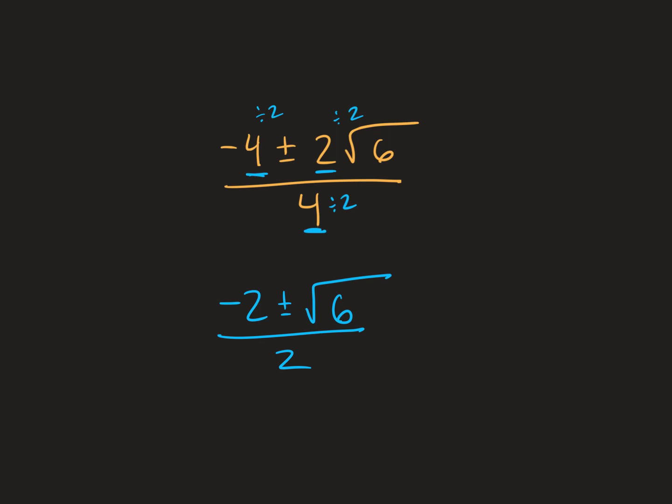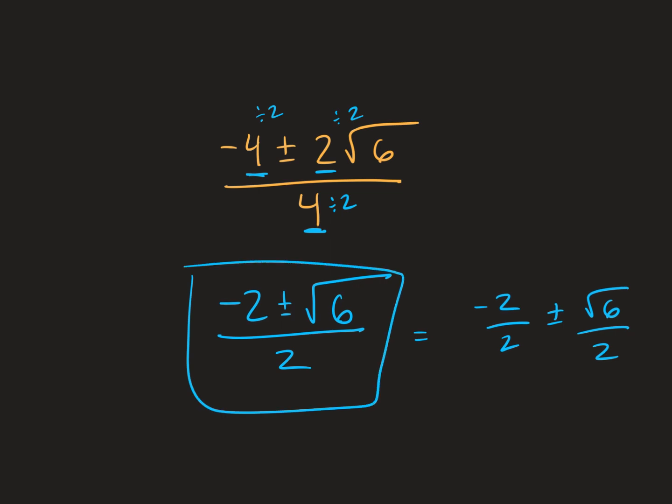You could possibly break this up and make it negative 2 over 2 plus or minus the square root of 6 over 2, but you don't have to do that. Just leave it like this. So if you wanted to split it up, you can, but you don't have to. I would just say leave your answer like this.